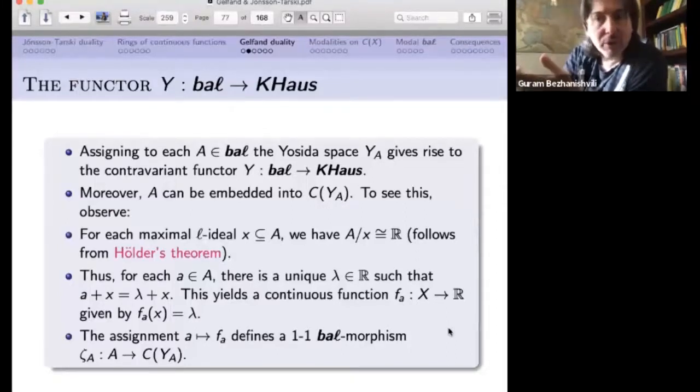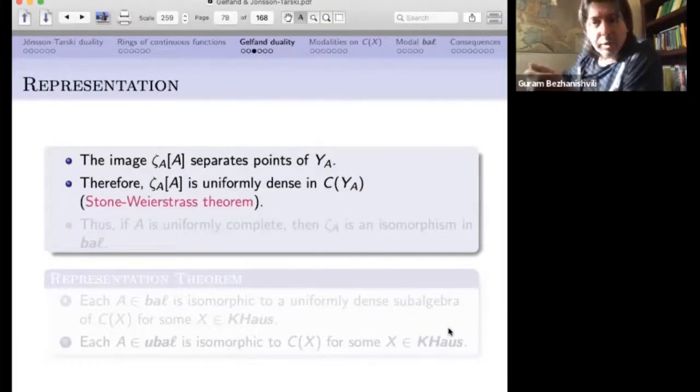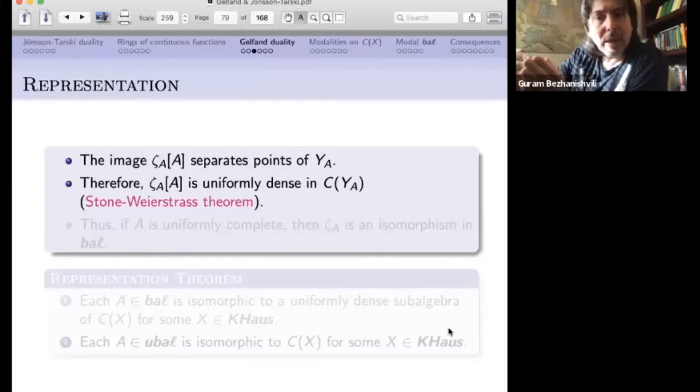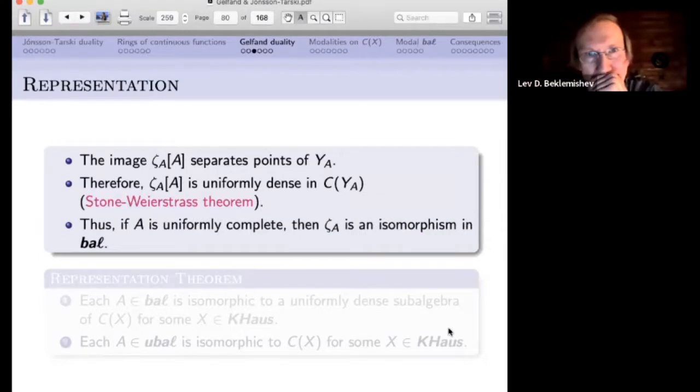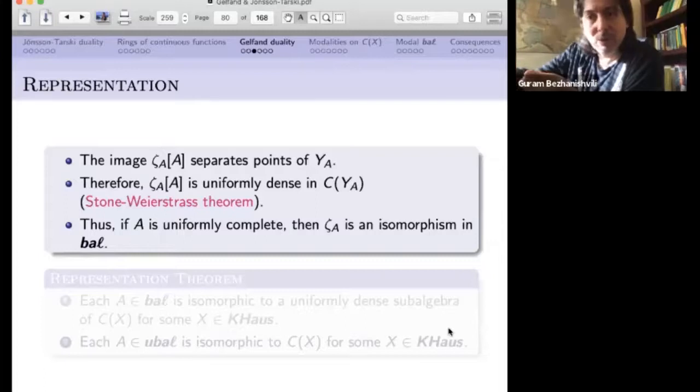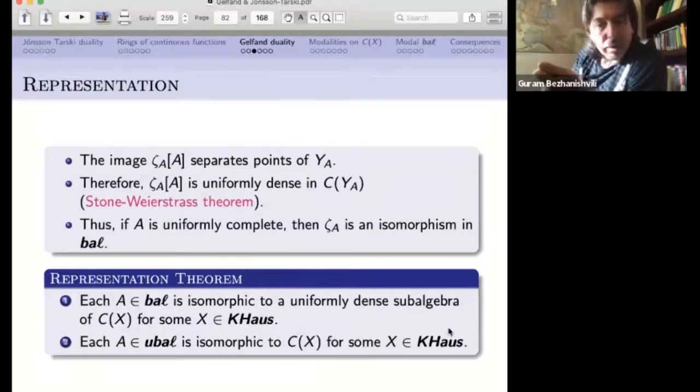And now, in general, this is not going to be an isomorphism. And now the question becomes, what does it take for this zeta to be an isomorphism? And now here comes the second famous theorem in mathematics, the Stone-Weierstrass theorem. What's happening is that the zeta image of A separates points. And now the Stone-Weierstrass theorem tells us that because we're over compact Hausdorff spaces, as soon as your subalgebra separates points, this subalgebra becomes uniformly dense. And so if you start from a uniformly complete algebra, then being uniformly dense exactly means that we have an isomorphism. And thus we obtain this representation theorem that every BAL you can represent as a uniformly dense subalgebra, and this subalgebra becomes the entire C of X if you start from a uniformly complete element.